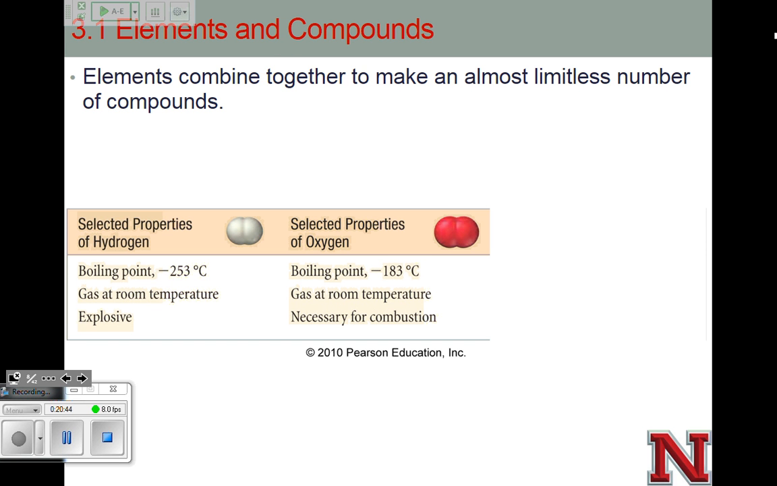Our elements typically combine together to form compounds. And there's a lot of compounds that can form. The properties of our elements are going to be different once they form compounds, and depending on the compound they form, that can make a huge difference in property.